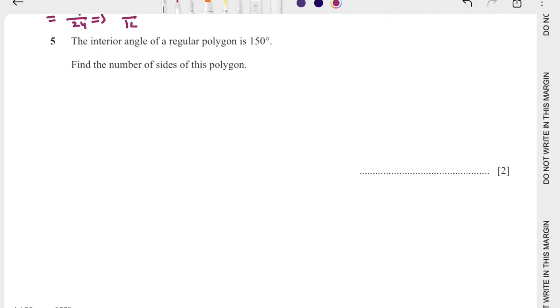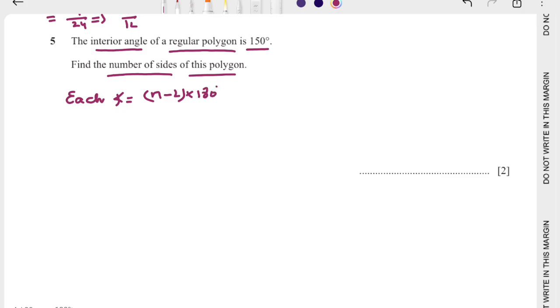Question number 5. The interior angle of a regular polygon is 150. Find the number of sides of this polygon. So we know that each angle is equal to n minus 2 times 180 degrees upon n, where n shows number of sides.